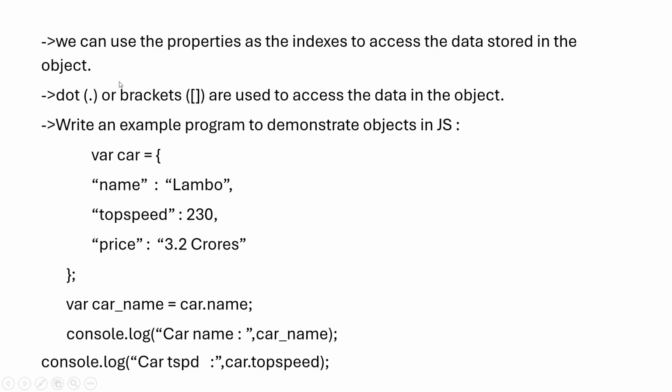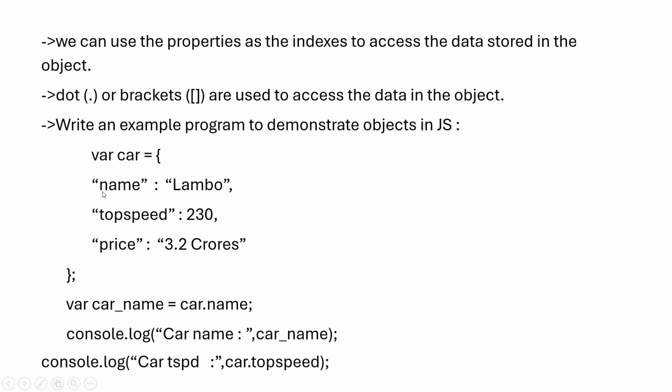We can use the properties as the indices. Dot or brackets are used to access the data in the objects. That means we can access the data present in the objects using dot or brackets. Brackets are like arrays. Here is an example, where car is equal to: the name of the car is Lambo, its top speed is 230, and its price is 3.2 cr.